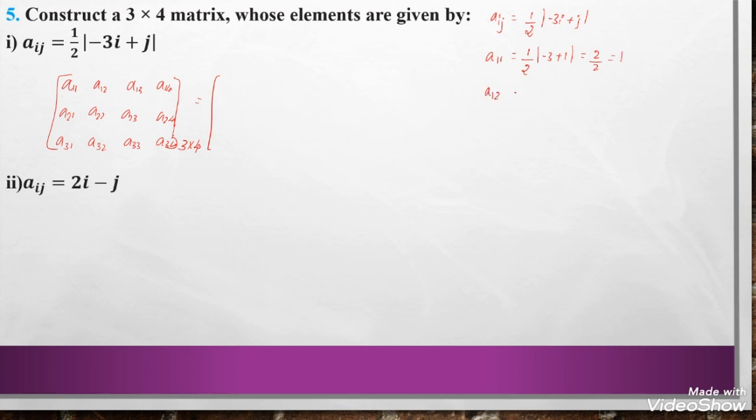Second element A12: there is a 1 by 2 modulus of minus 3 into i, that is minus 3, plus 2. Minus 3 plus 2, it is minus 1. There is a modulus, minus becomes plus, so 1 by 2. A13: 1 by 2, minus 3 plus 3, the third element. Minus 3 plus 3 becomes 0. 0 into anything will be 0.